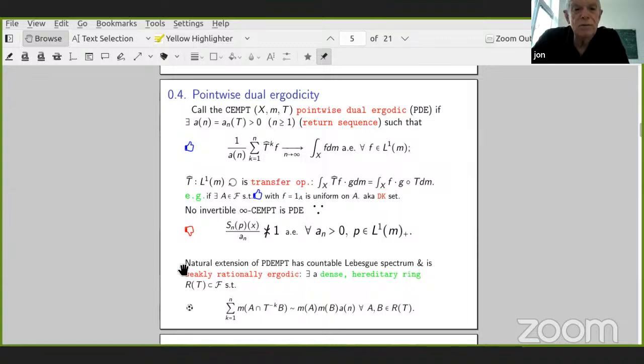And it's also weakly rational ergodic. This is a weak version of this, so that you have a dense hereditary ring. That means it's a ring of subsets. Hereditary means it's closed under taking measurable subsets, so that you have this ring. So this will be true for every A and B in this ring. Okay.